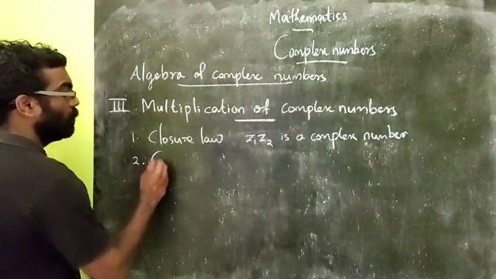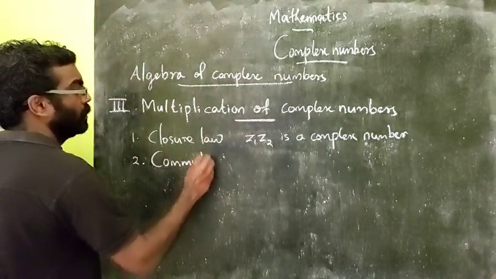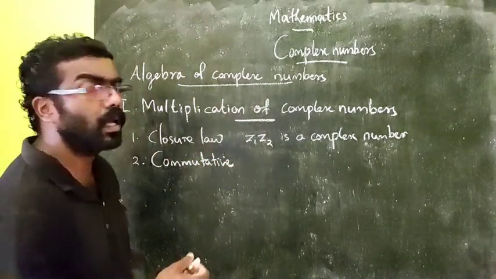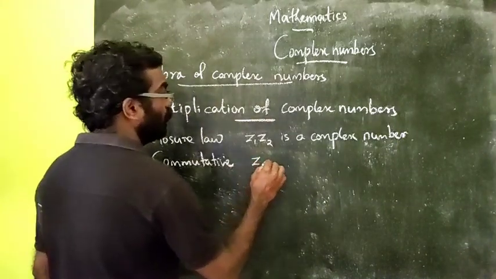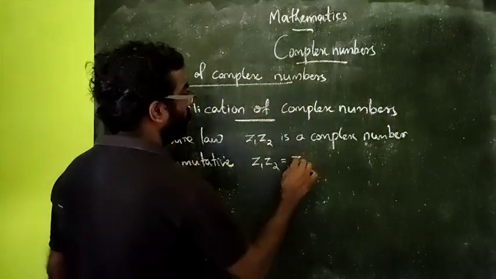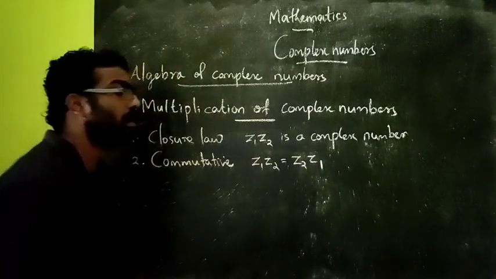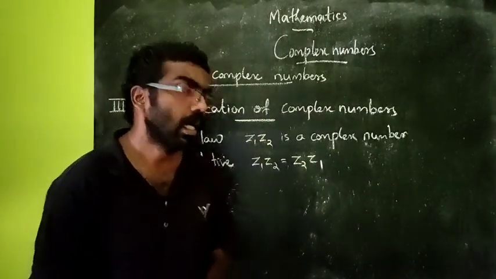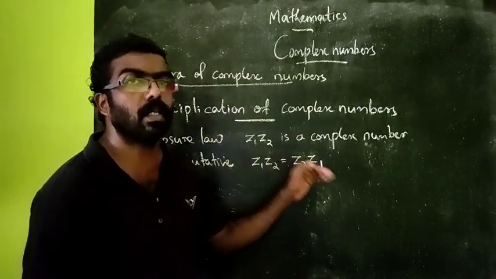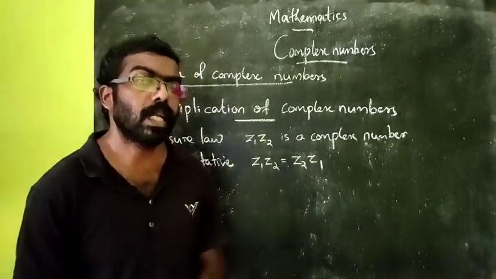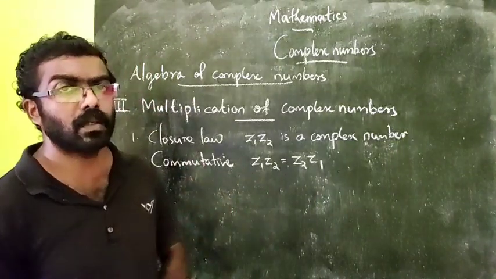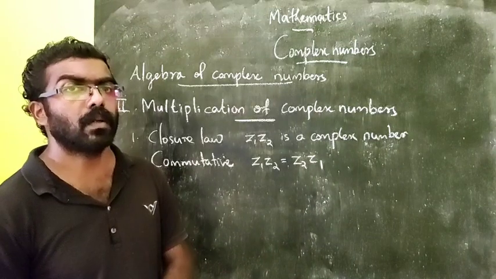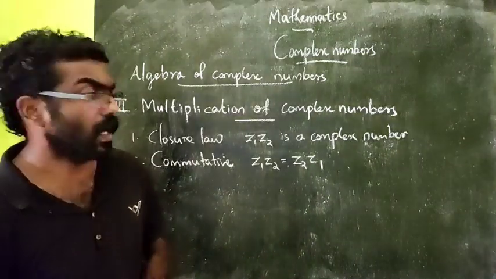Then the second one is the commutative law. Instead of plus, here we can put the into mark. So Z1 into Z2 is equal to Z2 into Z1. We can take the product of two complex numbers in any order. For any two complex numbers Z1 and Z2, Z1 into Z2 will be equal to Z2 into Z1. This is called the commutative law.